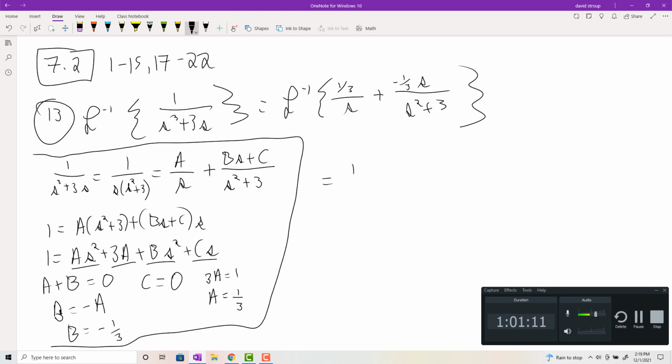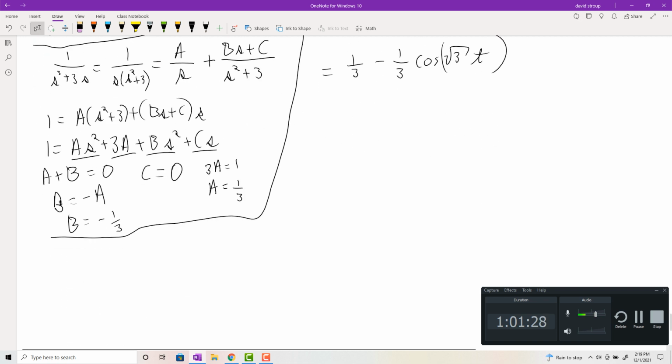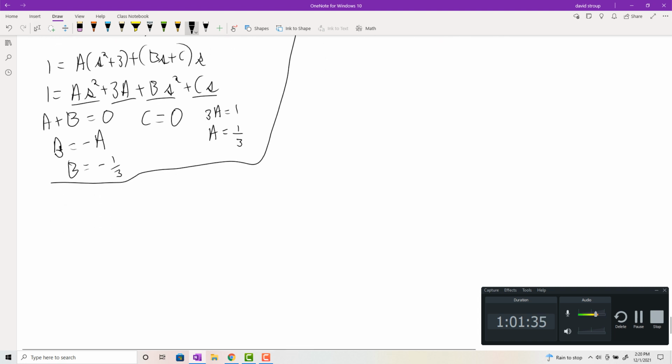So this will be 1/3 times 1. Laplace inverse of 1 over s is just 1. And then minus 1/3, and that's a cosine, cosine of the square root of 3t. Okay. So you should be able to do any kind of thing that maybe was on a quiz from 7.2. Then you should also be able to do differential equations using these transforms.